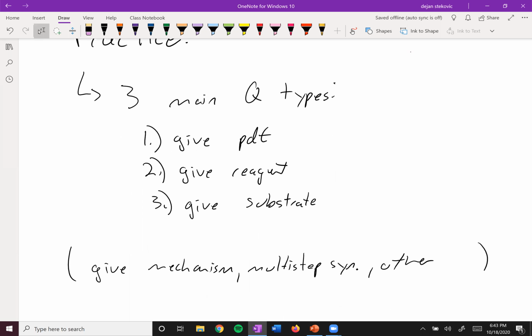There's like three main question types here, right? I could ask you for the product, the reagent, or the substrate. Of course, that's not all the questions I could ask. I could ask for a mechanism. We could do a multi-step synthesis, or I could ask you other questions like, what substrate is going to be most reactive towards this reactant, that kind of thing. So let's take a look at some examples.